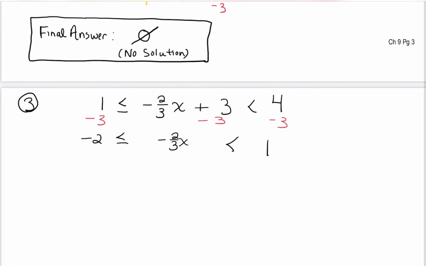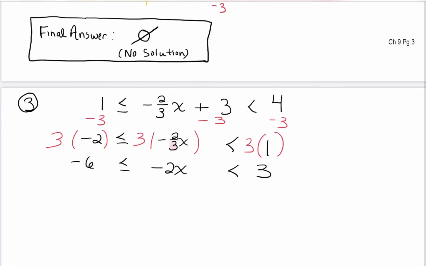Now, you could get rid of this fraction in one fell swoop by multiplying everything through by the reciprocal, -3/2. And that's probably the quickest and most direct way. But if that isn't so comfortable for you, maybe you first just recognize I want to get rid of just the denominator. I'm going to get rid of the 3. So if you want to do it in 2 steps, you can. You can multiply all three parts here by 3. So on the far left, we have negative 6 is less than or equal to, in the center, negative 2x, and then on the far right, we have 3.